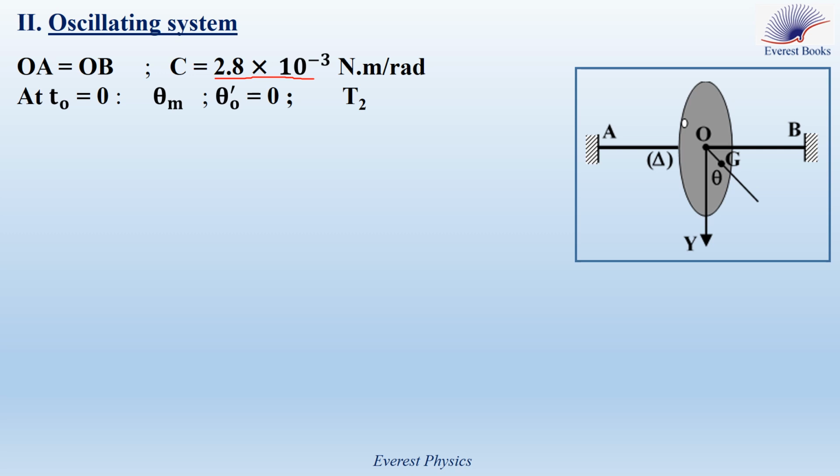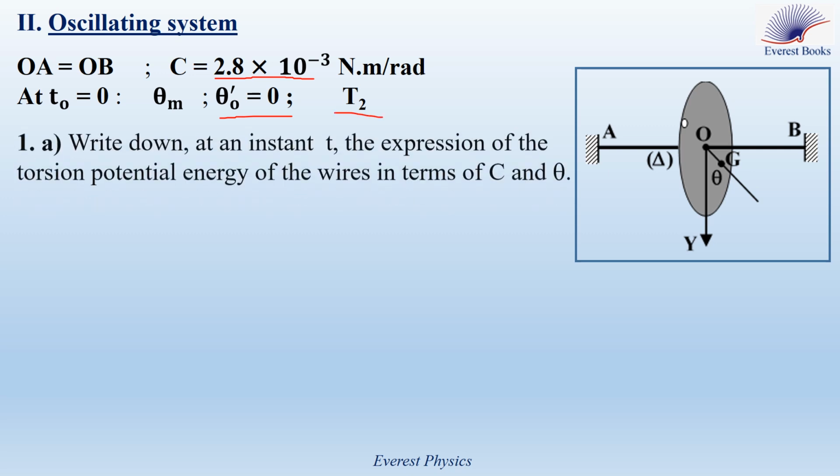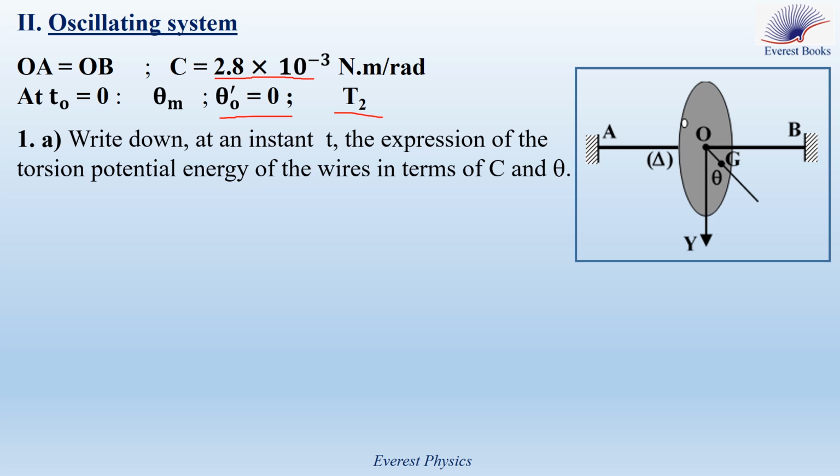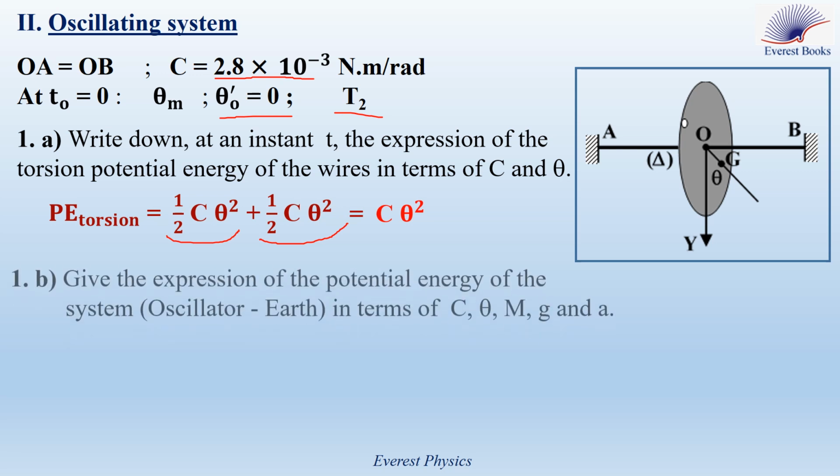D is released from rest at time 0 and starts to oscillate with a natural period T2 about the horizontal axis AB. 1a. Write down at an instant t the expression of the torsion potential energy of the wires in terms of C and theta. Since we have two torsion wires, the torsion potential energy of this system is equal to the torsion potential energy of the first wire plus that of the second wire, and the torsion potential energy is given by 1/2 C theta squared. So the total torsion potential energy of the system is equal to C times theta squared.